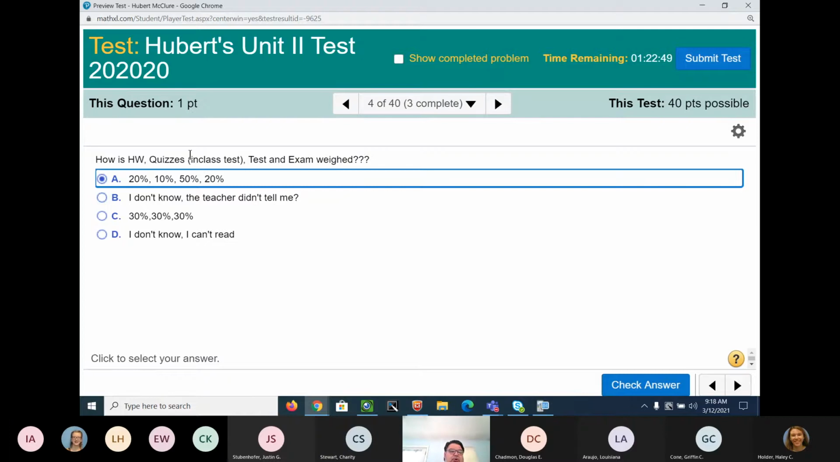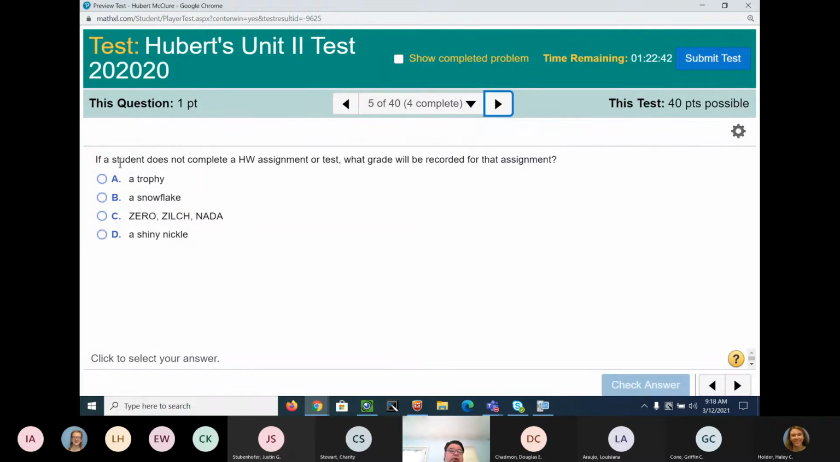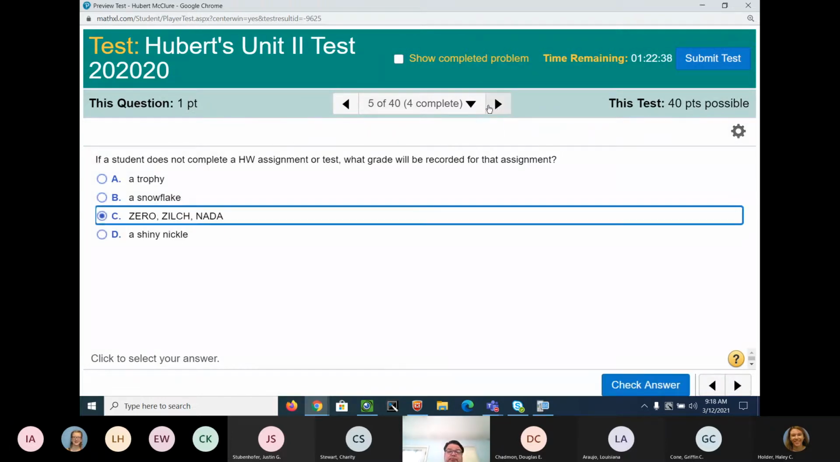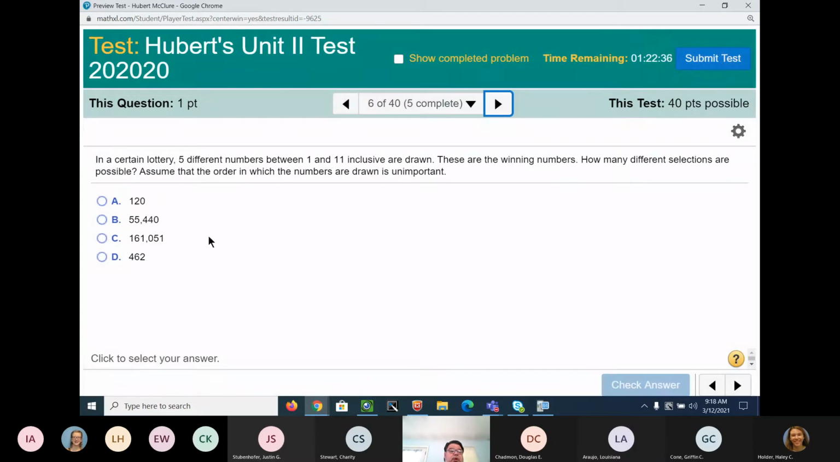All right. How is homework quizzes weighed? And that's the only one that equals 100%. If a student does not complete an assignment, they get a 0. In a certain lottery, 5 different numbers between 1 and 11 are drawn.